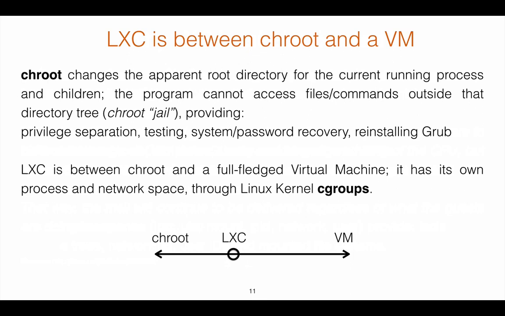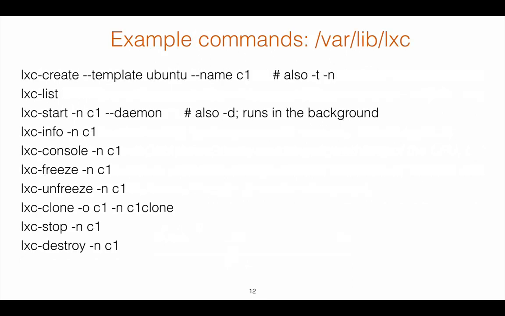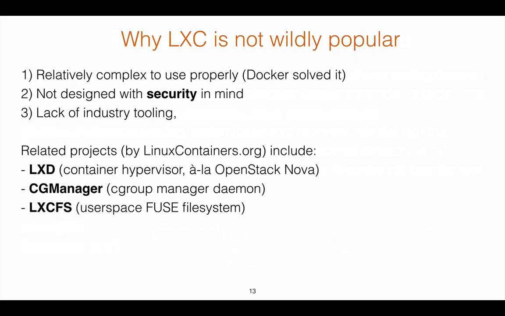It has, in fact, differently from chroot, its own process and network space using Linux kernel cgroups. Those are some example commands that you can run with LXC. You can create an LXC with lxc-create using a template and giving it a name. You can list the LXCs, the containers that you have. You can start them. You can get info about them. You can log into them. You can freeze, unfreeze them, clone them, stop them, destroy them, etc. The syntax is pretty self-explanatory.